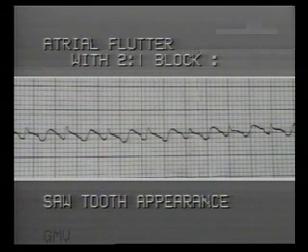Since AV node is not tuned to conduct impulses so fast, atrial flutter is always accompanied by AV block, and the ventricular rate is much slower.